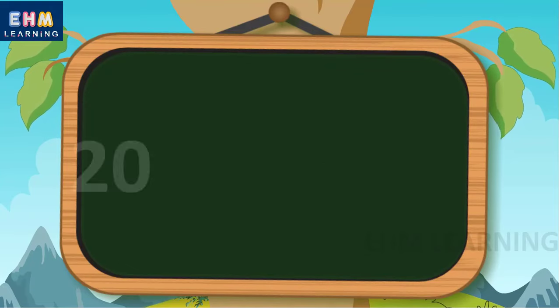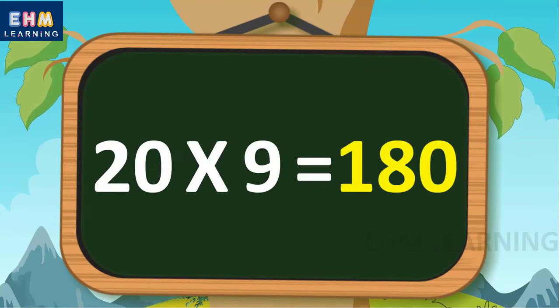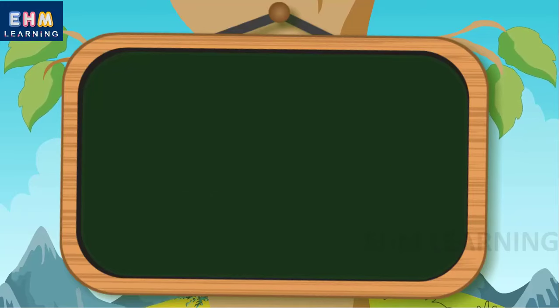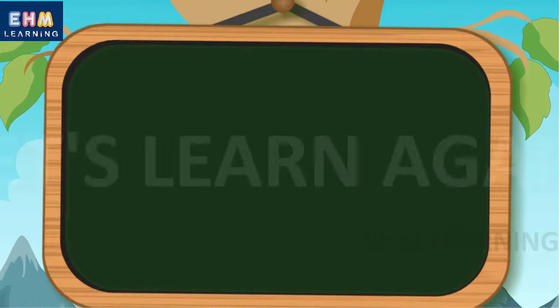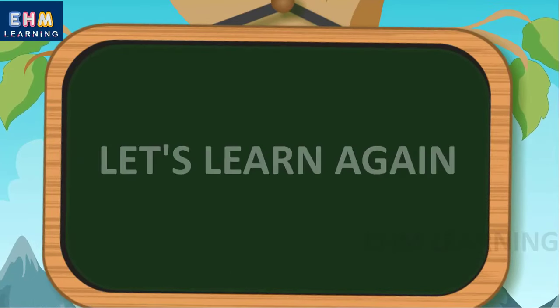20 eights are 160. 20 nines are 180. 20 tens are 200. Let's learn again.